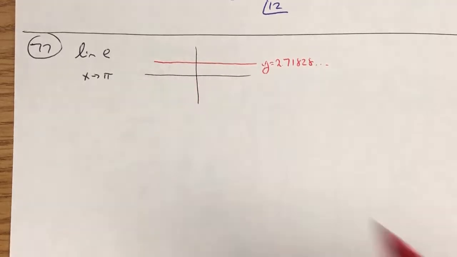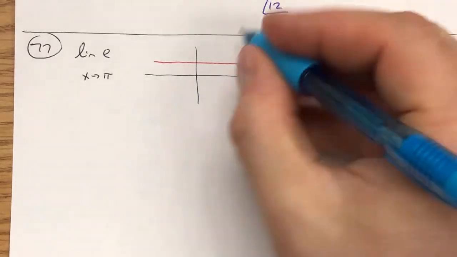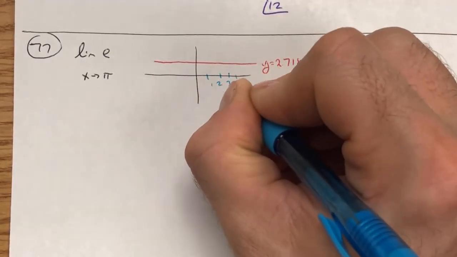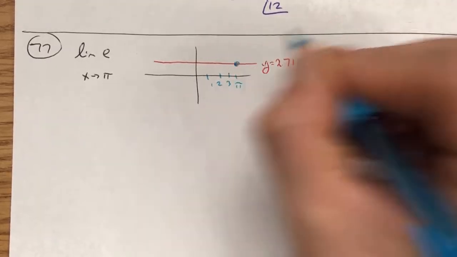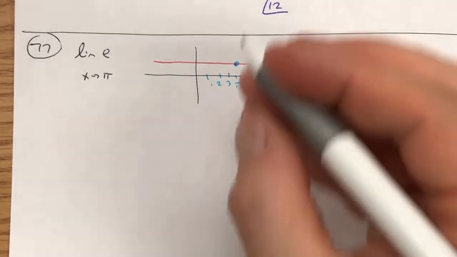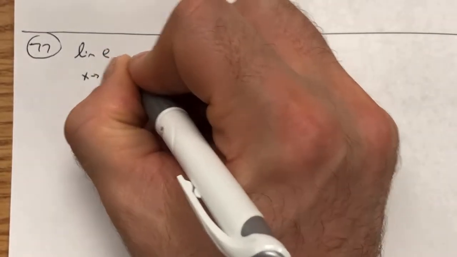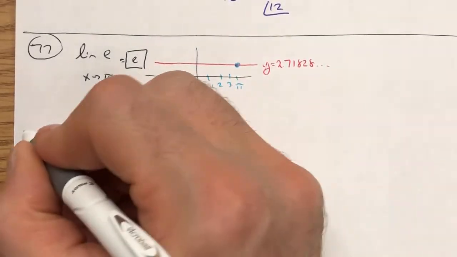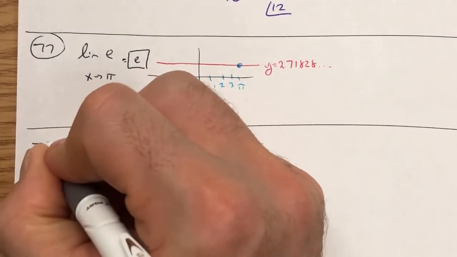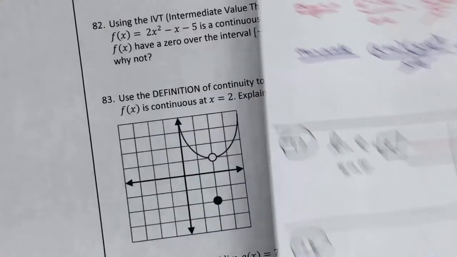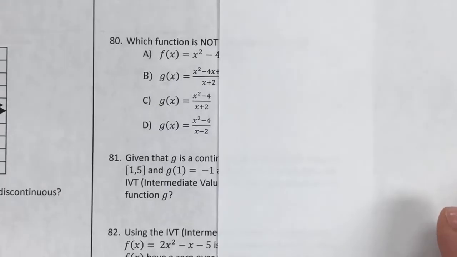So as x is approaching pi, this arbitrary point along the graph, so we have 1, 2, 3, and pi. Our graph is still at that value. So I know that this is going to be e. We don't need to do any sort of fancy math here. Okay, so that was number 77. Let's take a look at number 78.